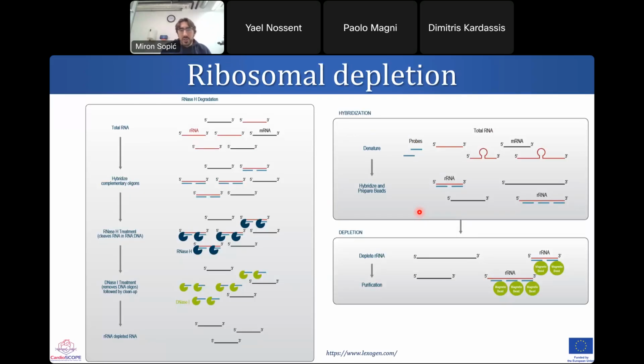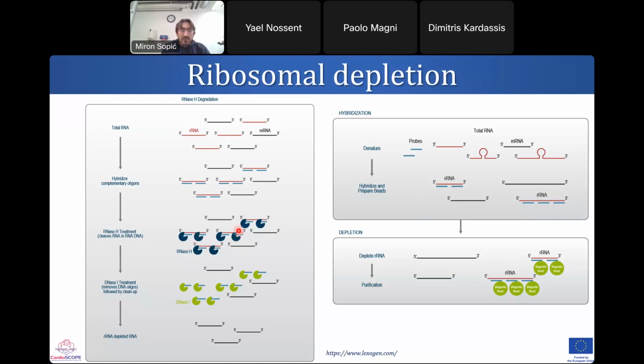With ribosomal depletion, there are two different approaches. We tried both in our lab here in Luxembourg, in Ivan's lab. One is based on the use of DNA oligonucleotides that specifically recognize ribosomal RNA sequences. You mix everything together, and there are duplexes between the rRNAs and these oligonucleotides. Then you expose these complexes to RNase H, an enzyme that specifically destroys RNA within RNA-DNA duplexes. And this is what is represented here.